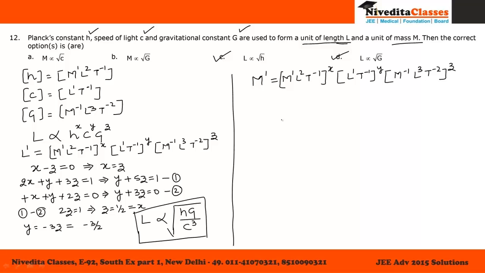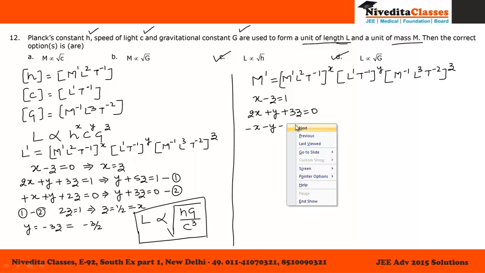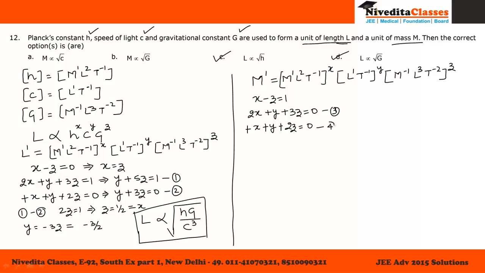So now equating the terms of mass on both sides, we will have x minus z equal to 1, and then equating the powers of L, we will have 2x plus y plus 3z is equal to 0, and equating the terms of t, we will have minus x minus y minus 2z equal to 0, and if I take out the minus, let's say this is our equation 3 and this is our equation 4, so I can do 3 minus 4, which will result to x plus z is equal to 0.